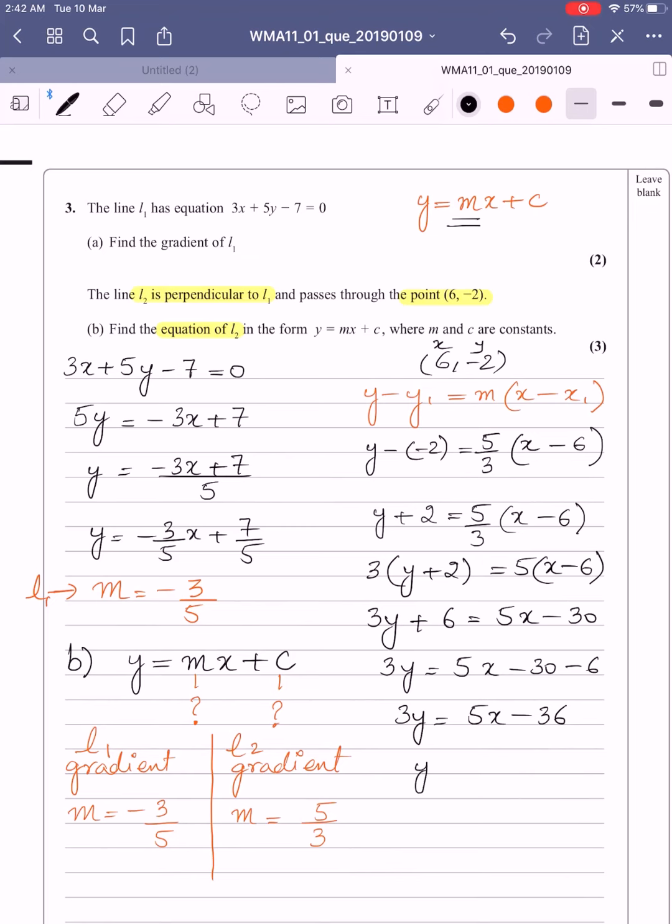Now we can make y the subject. 5x minus 36 divided by 3. Therefore y is equal to 5x divided by 3 minus 36 divided by 3, and our final answer is 5/3x. We can cancel the 3 and the 36. 3 ones are 3, 3 12s are 36, and the answer is 5/3x minus 12.